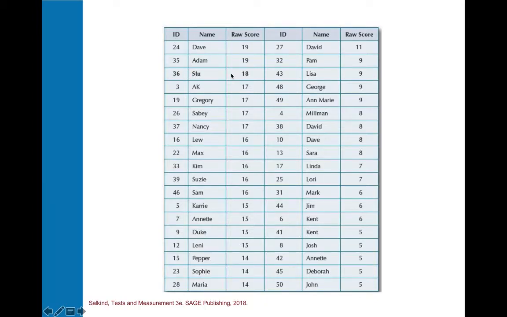It's bolded here. So to calculate Stu's percentile, you want to count the number of occurrences where the score is worse than Stu. So in total, if you were to count the number of people below him, it's 41. 41 scores of people that are worse than Stu. And the total number of scores is 50, so you take 41 divided by 50 times 100. Stu's percentile rank is an 82. That basically means that Stu did better than 82% of the other individuals in the group.